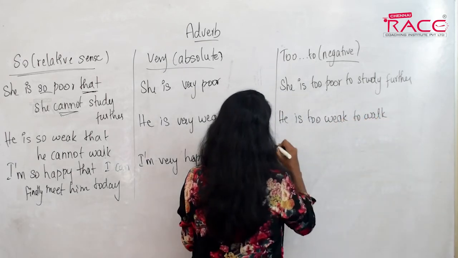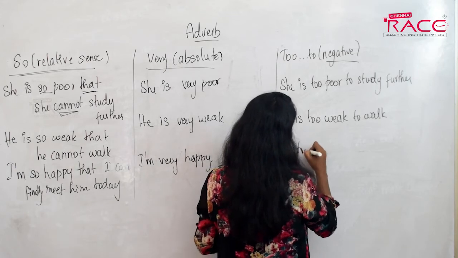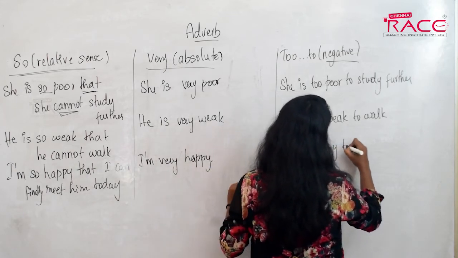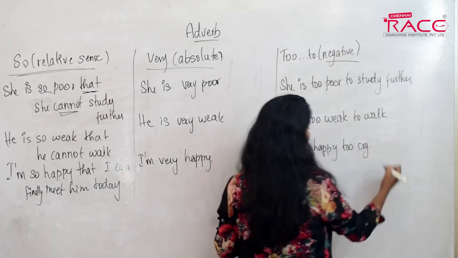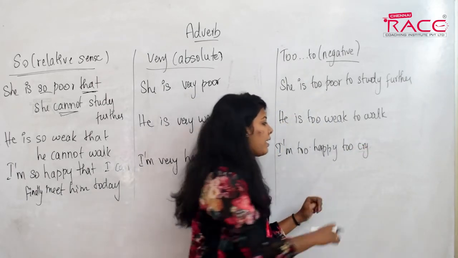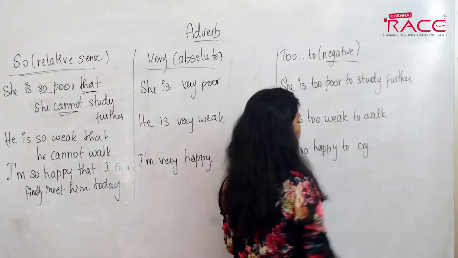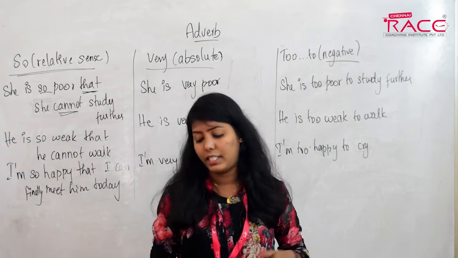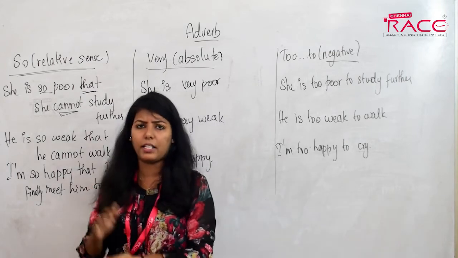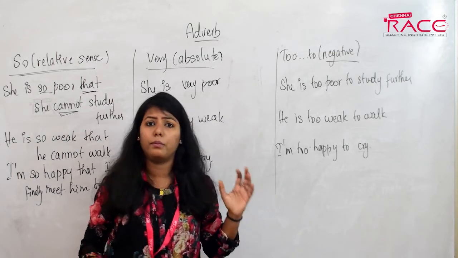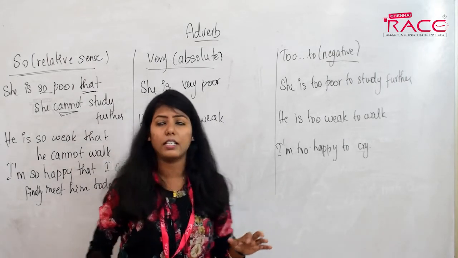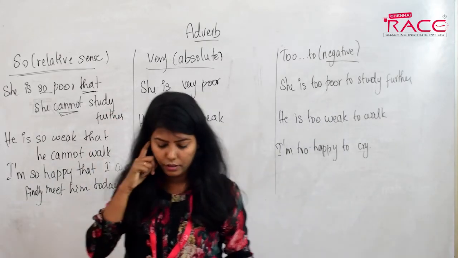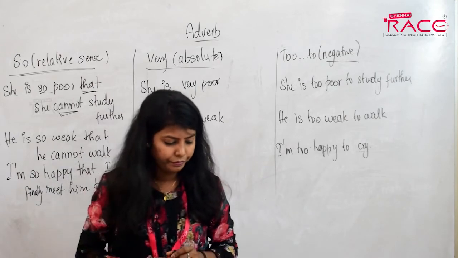We can say I'm too happy to cry. I'm so happy that I cannot cry. I cannot waste my time by crying. I cannot waste my tears. I'm too happy that I cannot waste my tears. So these are the most important things to remember, guys: very, too, and so on.